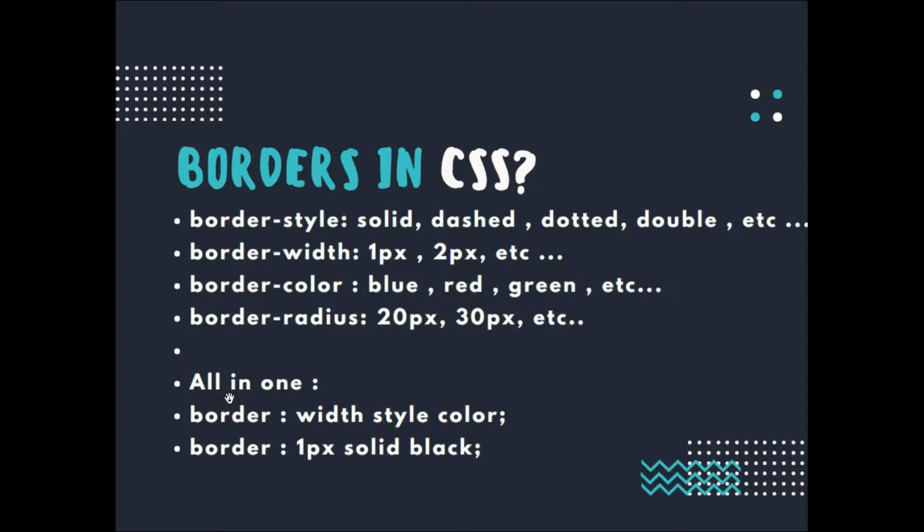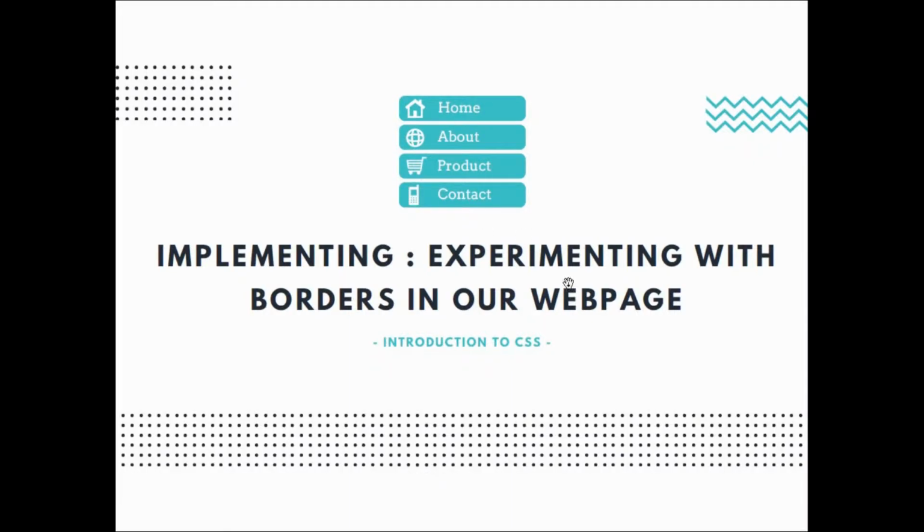And we can use one property that will have all in one. We will give it the width, style and color. For example, border 1 pixel solid and black. We can also do 2 pixels, for example, dotted and red. We will go straight into the implementation and see how these work.